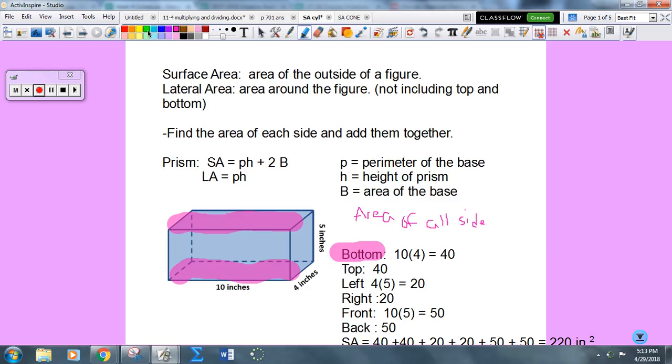What I am referring to as the left and right are these squares or rectangles, which are 4 by 5. And then last but not least, what I am referring to as the front and back are these rectangles that are 10 across by 5 tall. Total surface area is when you add them all together.